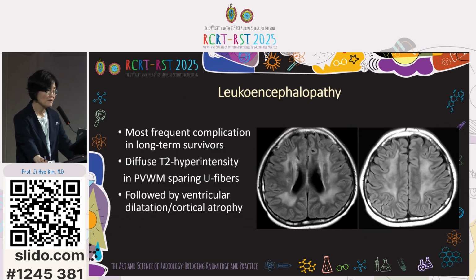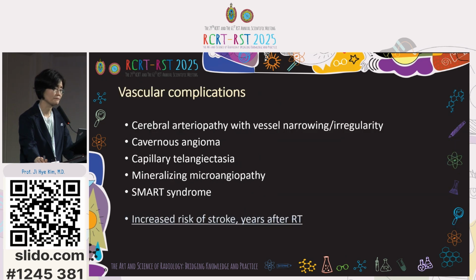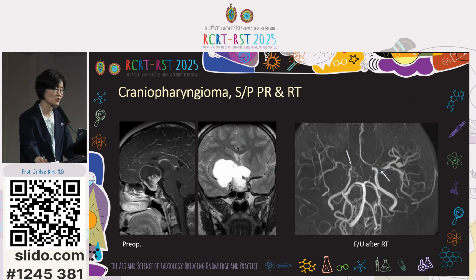Leukoencephalopathy is the most frequent complication in long-term survivors, with T2 hyperintensity in the white matter, say sparing U fibers, which is subsequently followed by ventricular enlargement and cortical atrophy. There are a variety of vascular complications associated with irradiation, which lead to increased risk of stroke years after the irradiation. Let's see the individual cases.